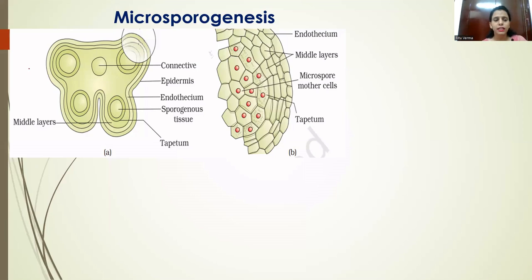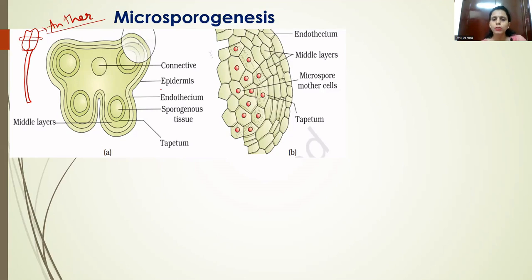The stamen has two parts, the filament, and on the top of this there is a lobe-like structure which is called the anther. Now if you take the transverse section of this anther, that means if you cut this anther along its width and observe this thin slice of anther under a microscope, you can find that there are different layers of cells present in the anther.